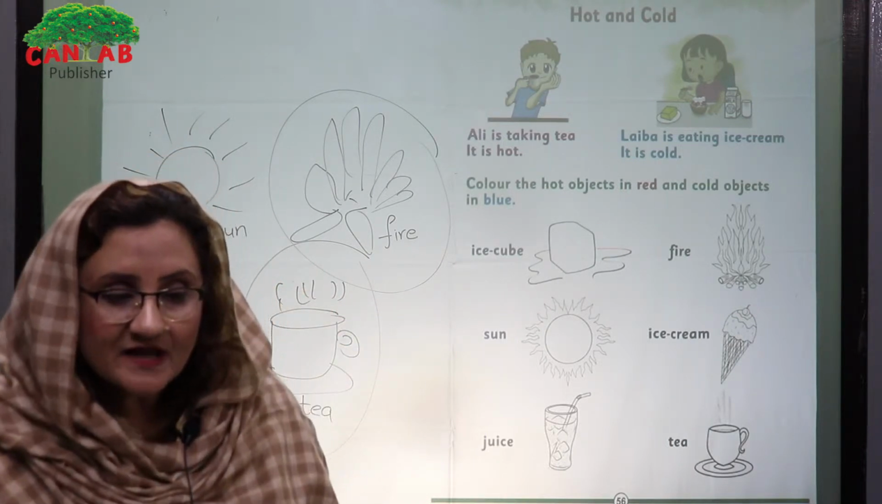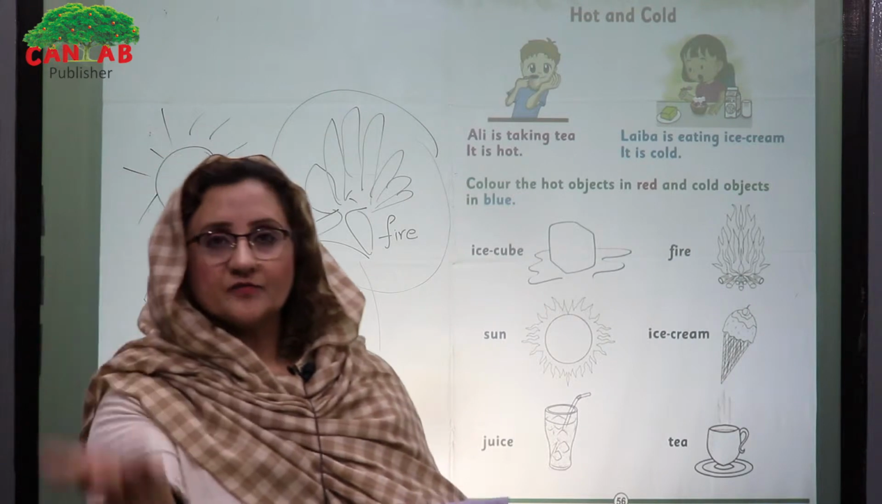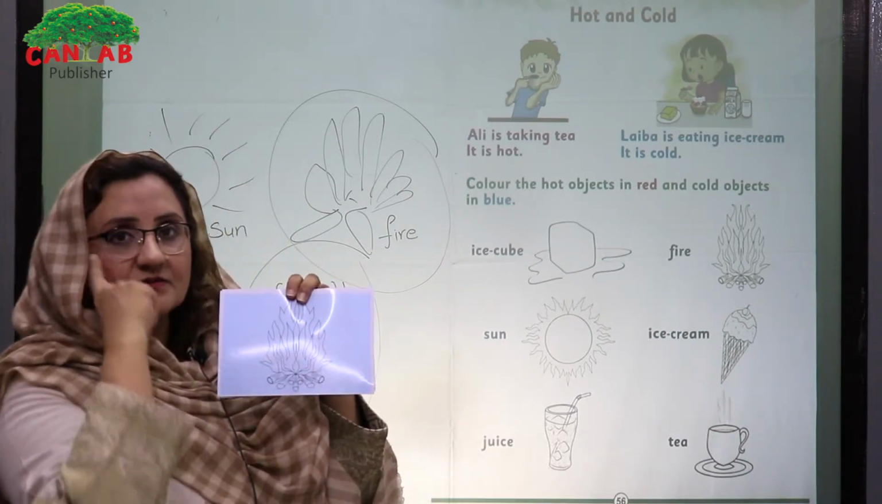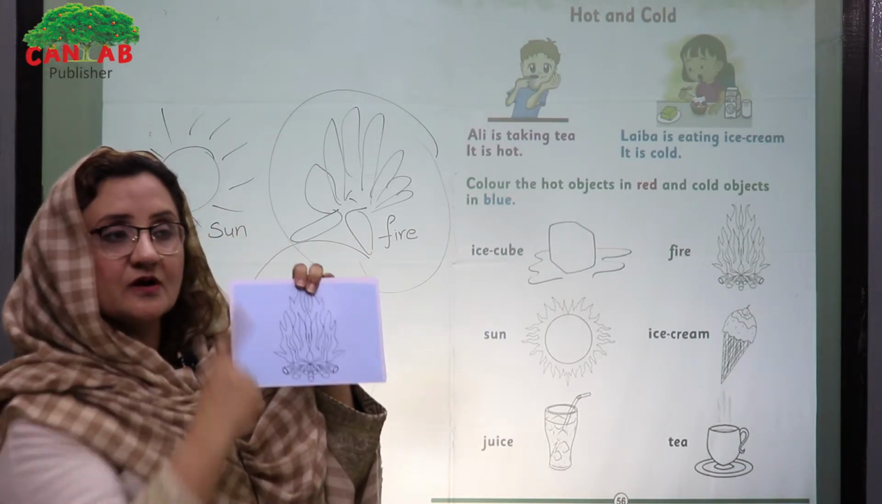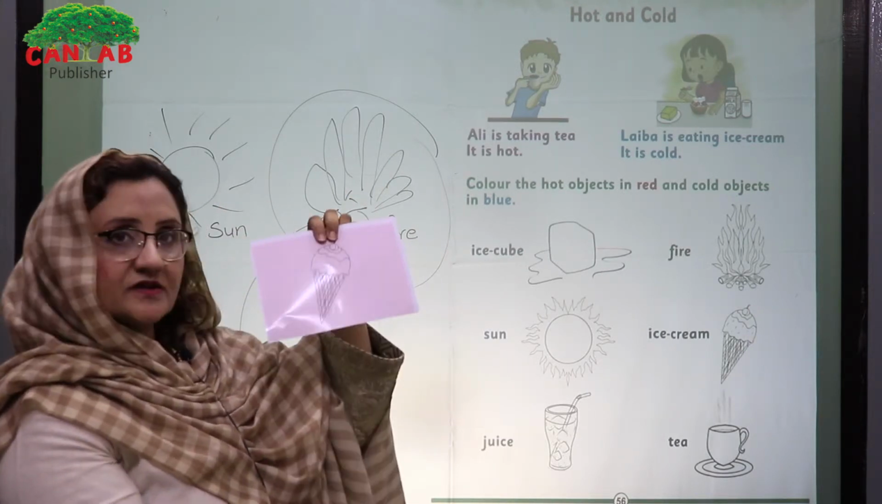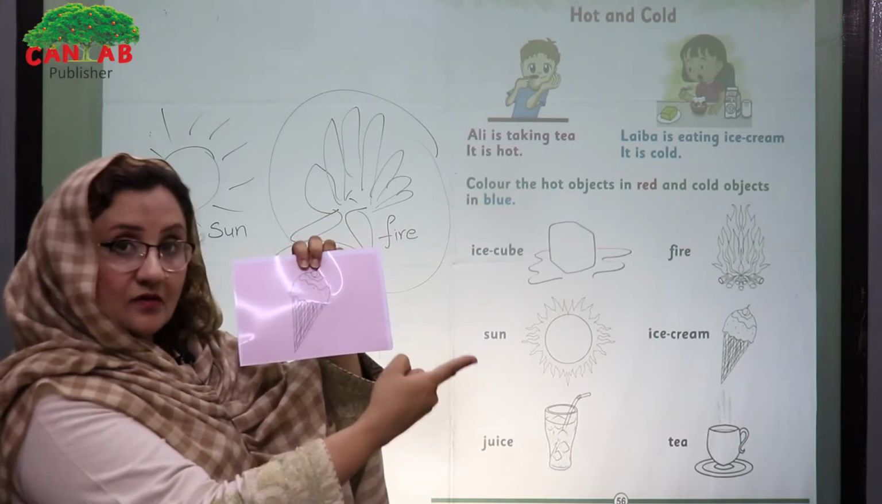Or you can ask them to have a piece of paper. You are going to show them the picture and they are going to write picture 1, 2, 3, 4. 1 is hot. Second one, 2 is cold.